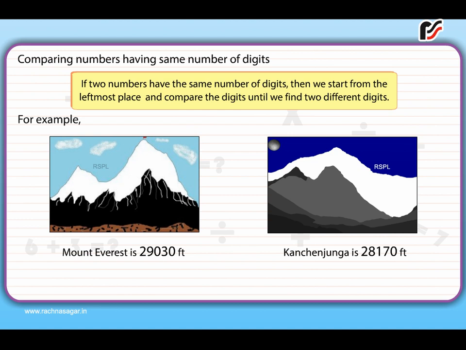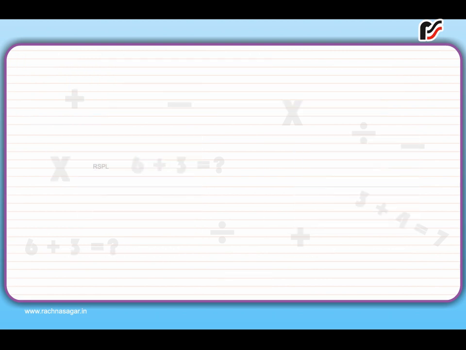To compare these heights, we start from left. 2 is same in both numbers. Next digits are different, since 9 is greater than 8. So, 29,030 is greater than 28,170.